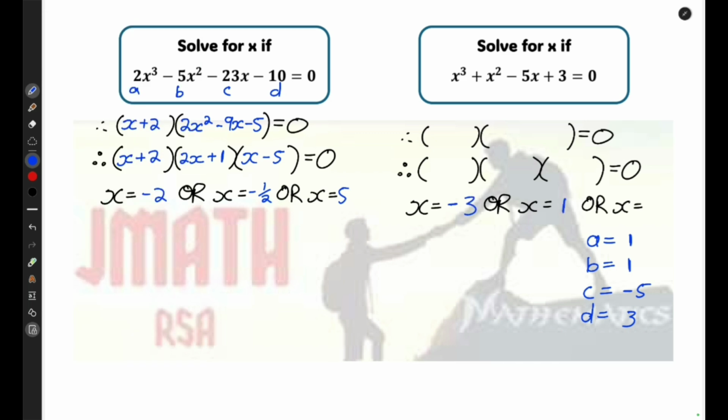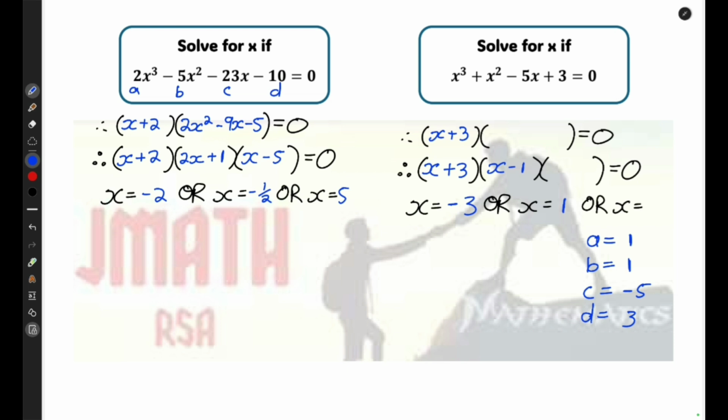Okay, so now I have a bit of a dilemma. I know I should have 3 answers, but I only have 2. Let's see what's going on. So if I fill in this bracket, it would be x plus 3. This bracket would be x minus 1. I know this bracket would be x plus 3 as well. But now I have a gap. That means that one of the 2 values must repeat.